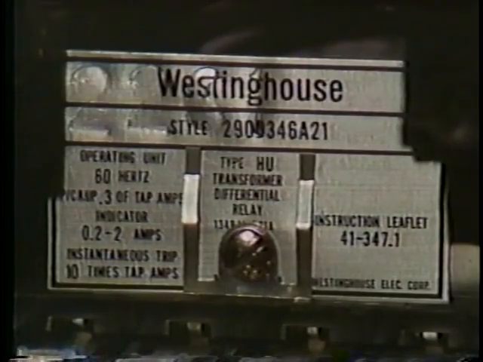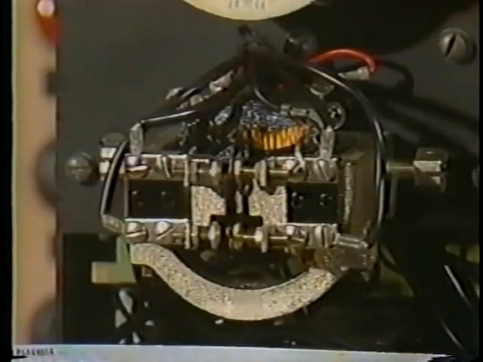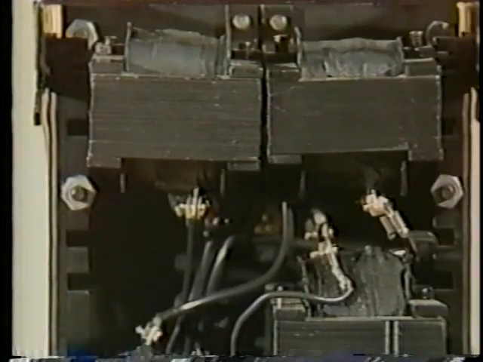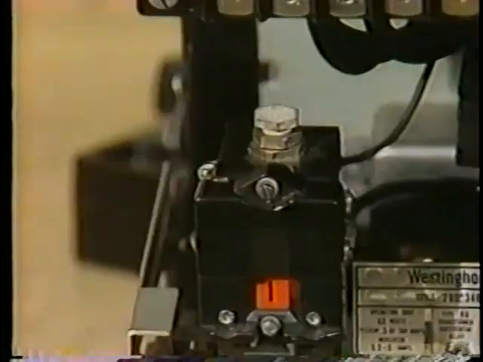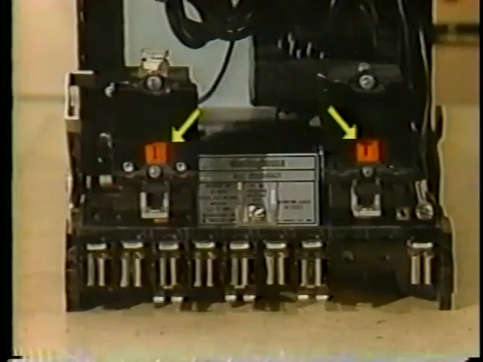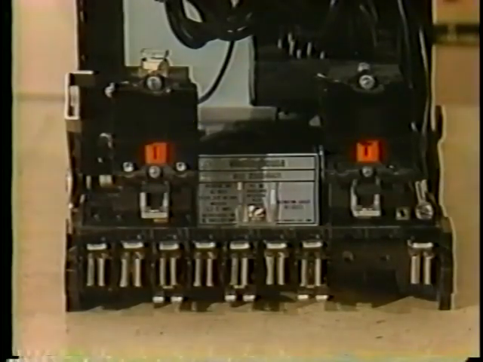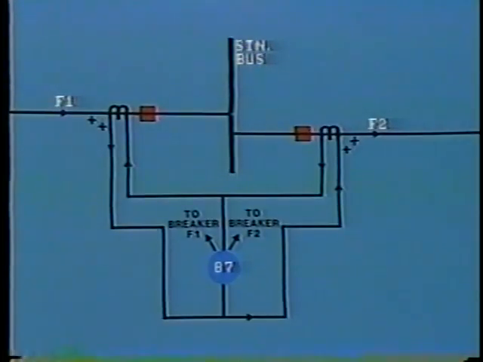This is a typical example of an electromechanical differential relay. Its main components are the differential unit, restraining coils, trip contacts, harmonic restraint unit, instantaneous unit, and targets. We'll see what these items are for in a moment. But first, let us examine the simple differential principle.